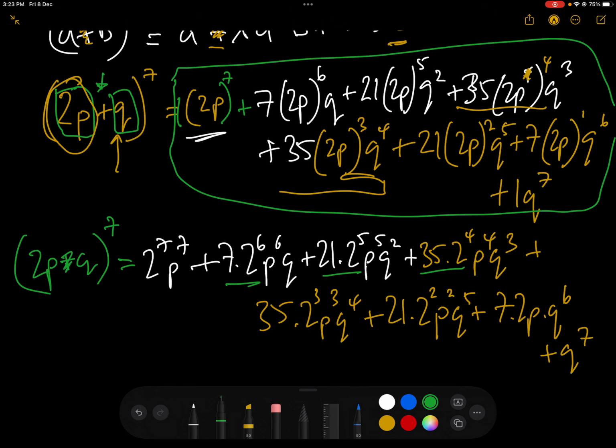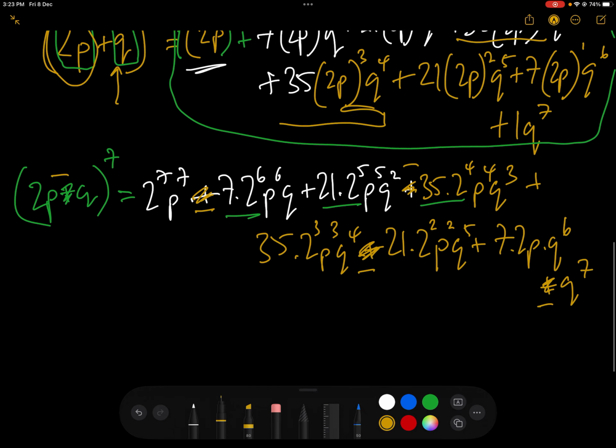Now, if it was 2p minus q instead of 2p plus q, all we would do is change the sign of every alternate term. So that one would be a minus, that's a plus. That one would be a minus, that's a plus. This one here would be a minus, that's a plus. And this one here would be a minus. So it is child's play. If we can work out a plus b to the power of n, it is child's play working out a minus b to the power of n.